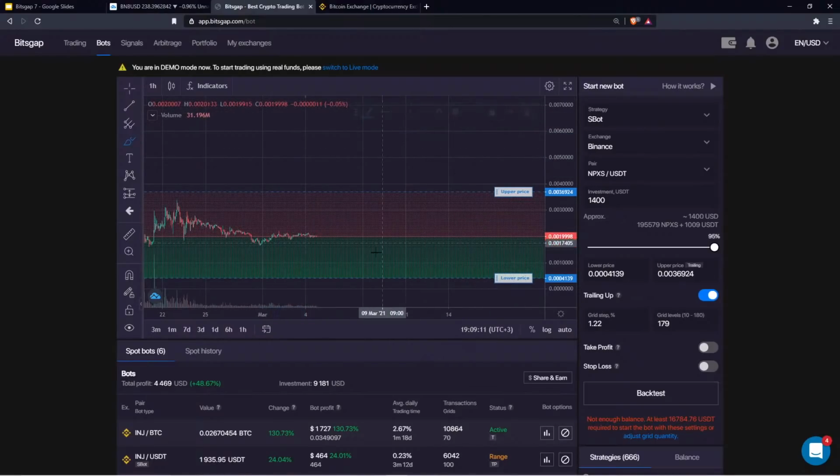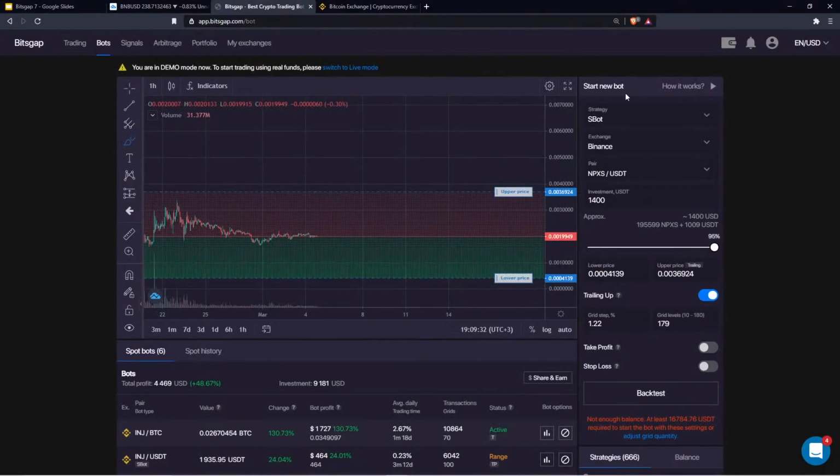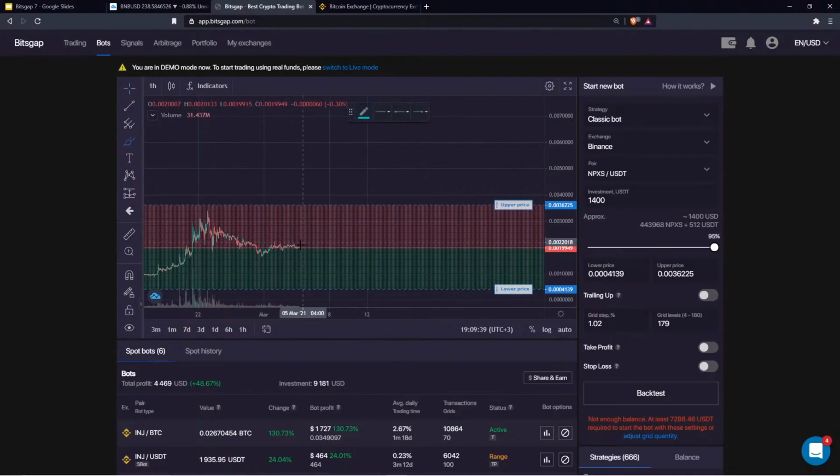So basically when the price moves horizontally within the horizontal support and horizontal resistance lines, that's the best one to implement. Whereas if you anticipate the market to enter the advancing mode, or the market is already in the advancing phase, then stick with the classic bot strategy, because this strategy is optimal for the rising market when you see the movement like this. So why so?